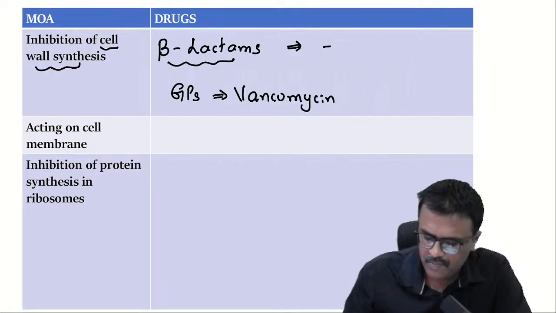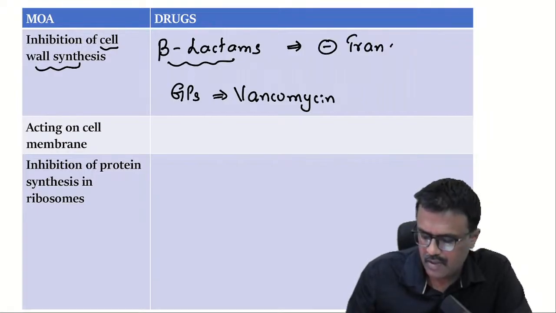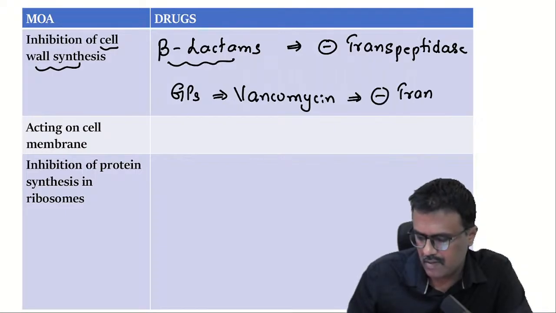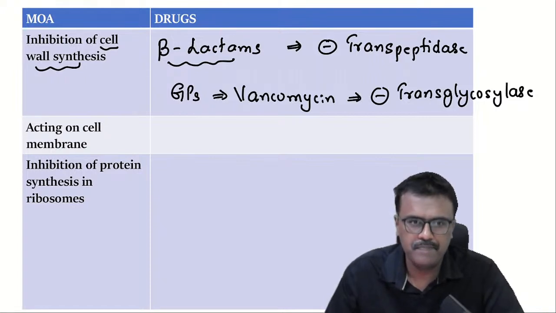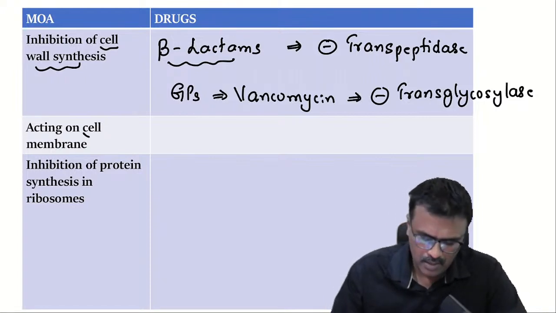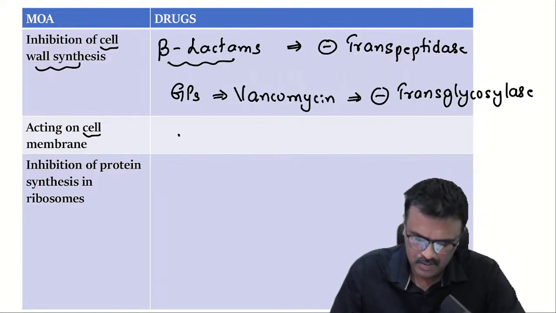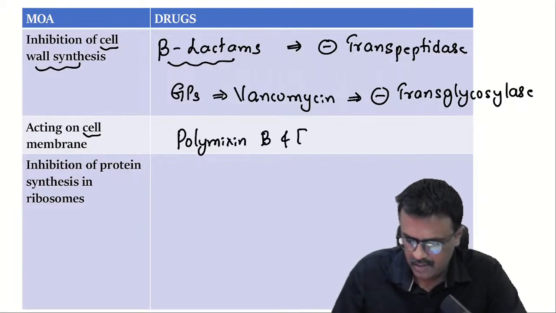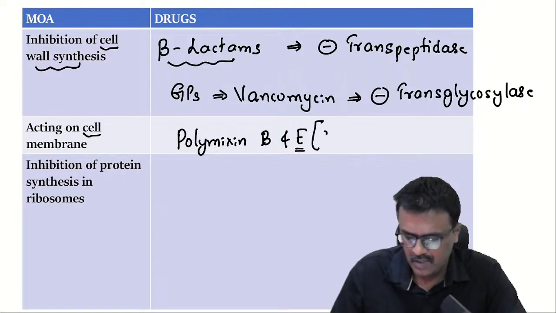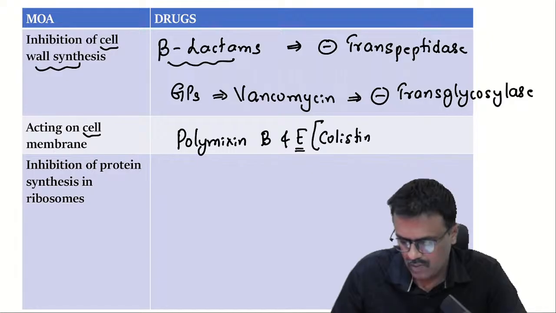Beta-lactams inhibit a step. They inhibit transpeptidase. Vancomycin inhibits transglycosylase. Acting on cell membrane, they are polymyxin B and E. E is nothing but colistin, and a drug called daptomycin.